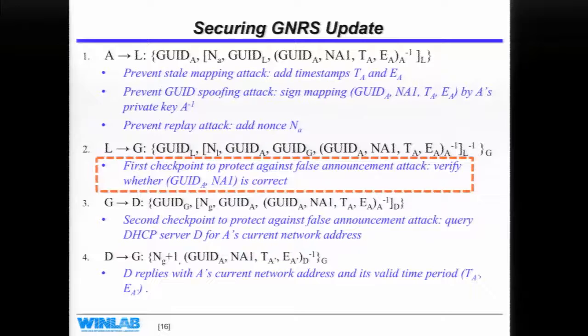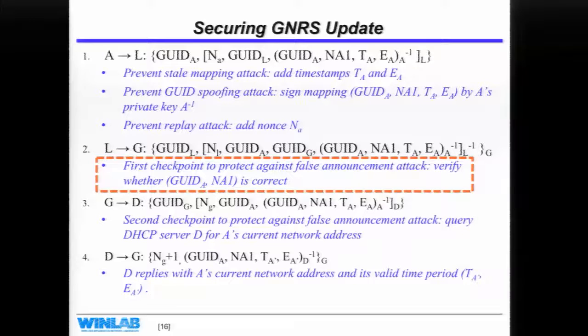Then to prevent the false announcement attack, which involves a wrong network address, we set up two checkpoints. The first one is at local router L. When it receives a mapping update, L first checks to see if the network address is correct or not. If it's correct, then L forwards the mapping to G.